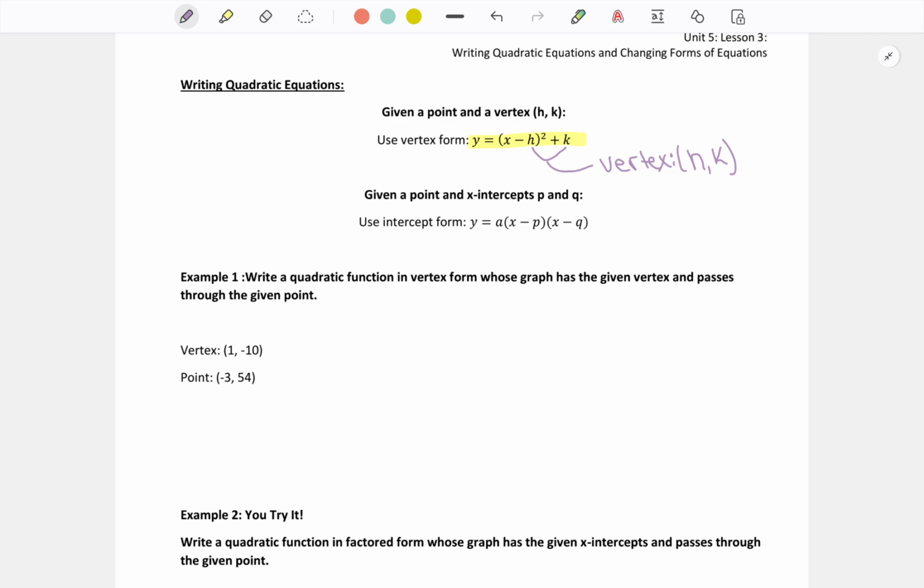So then you have intercept form, which is a times (x minus p) times (x minus q), where p and q are both your x intercepts.